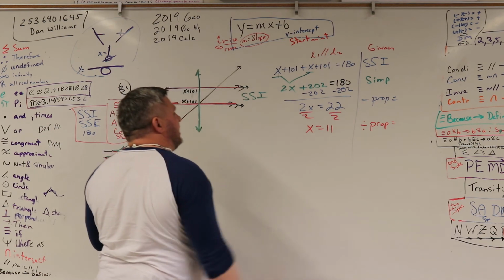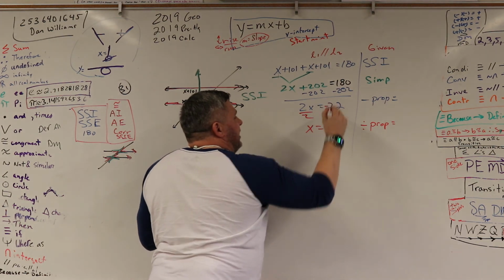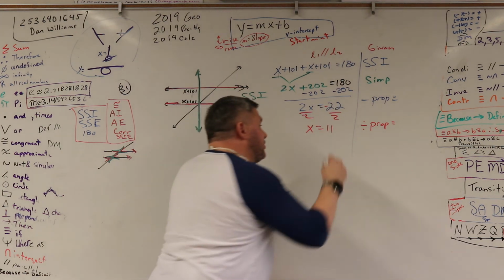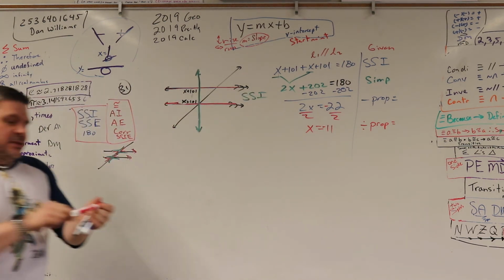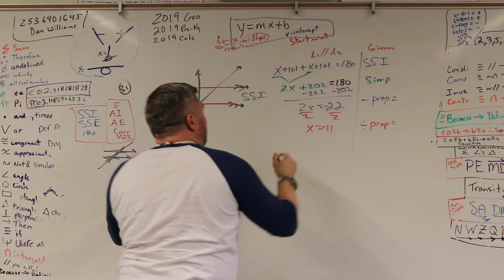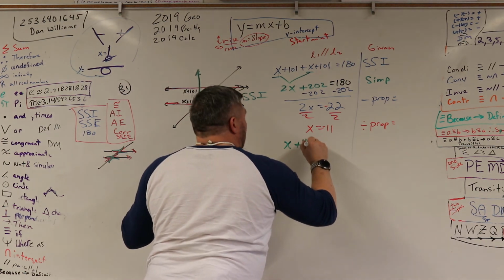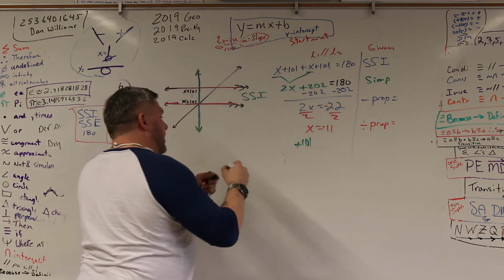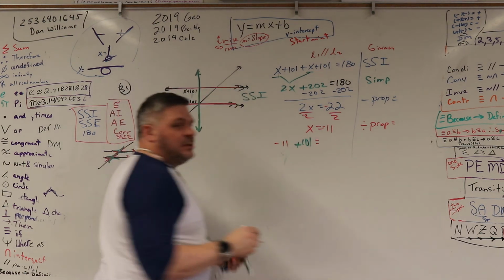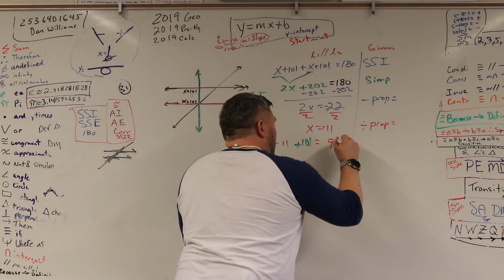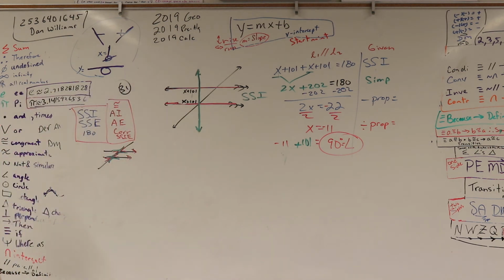So let's see, is that right? Well, oh, this was supposed to be negative 22, right? So this should be negative 11, correct? That's where we messed up. And now when we plug that in to x plus 101, and the x is how much? Negative 11. What does that equal? 90 degrees. So that angle that we're looking for is 90 degrees.